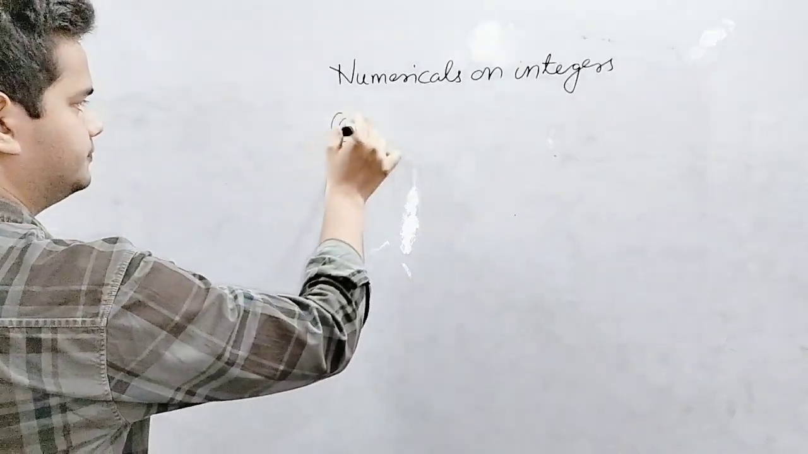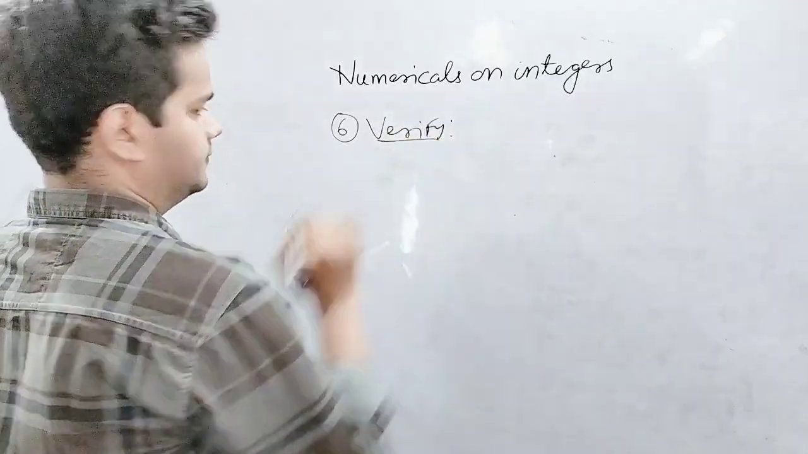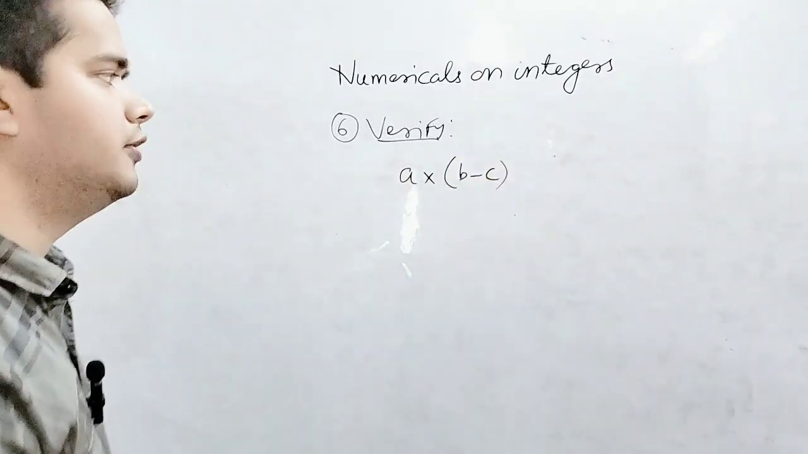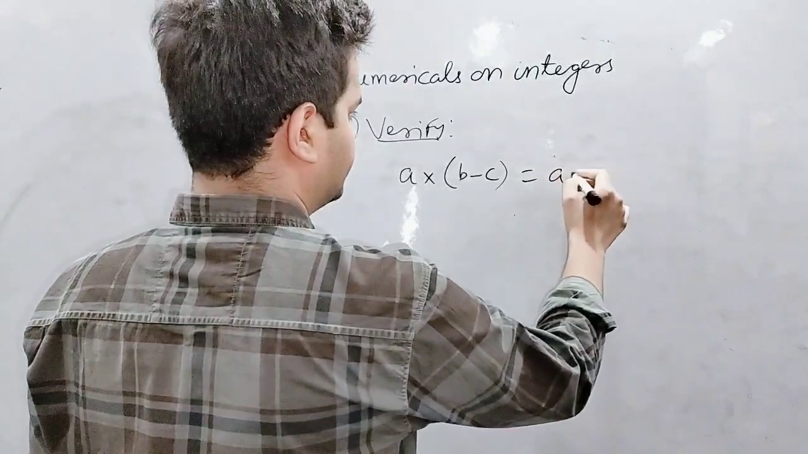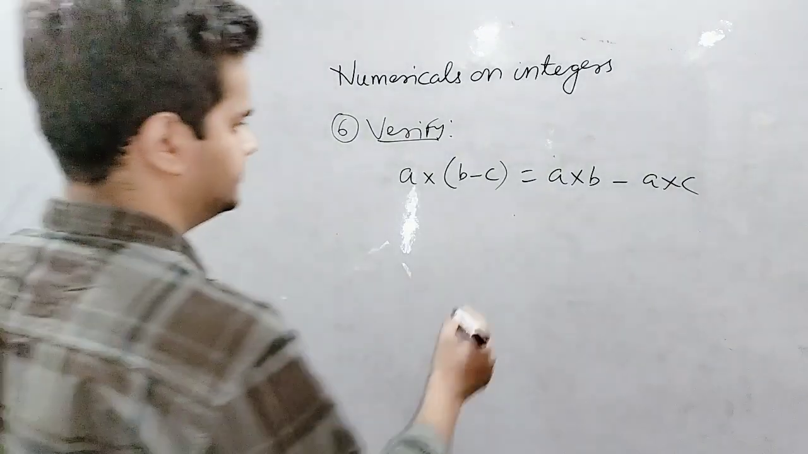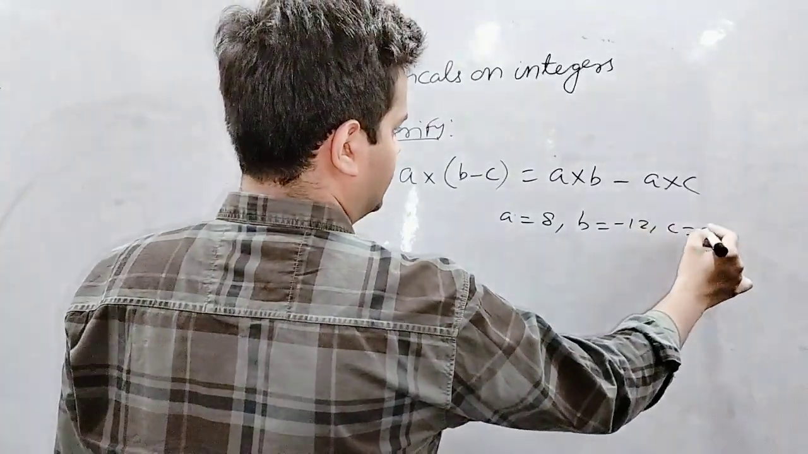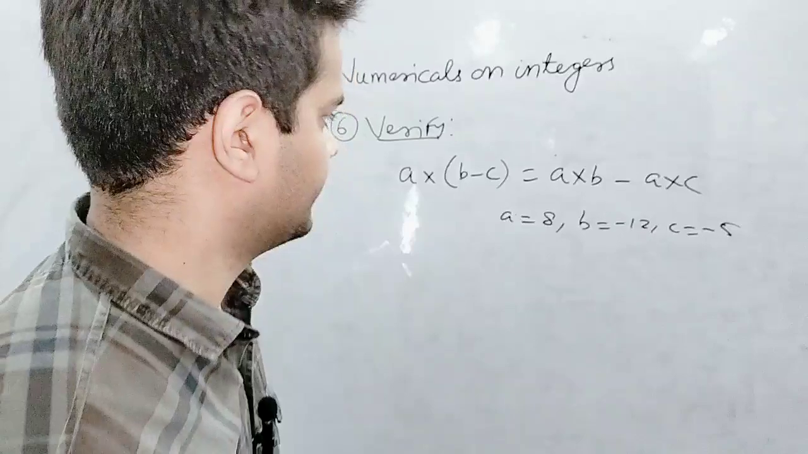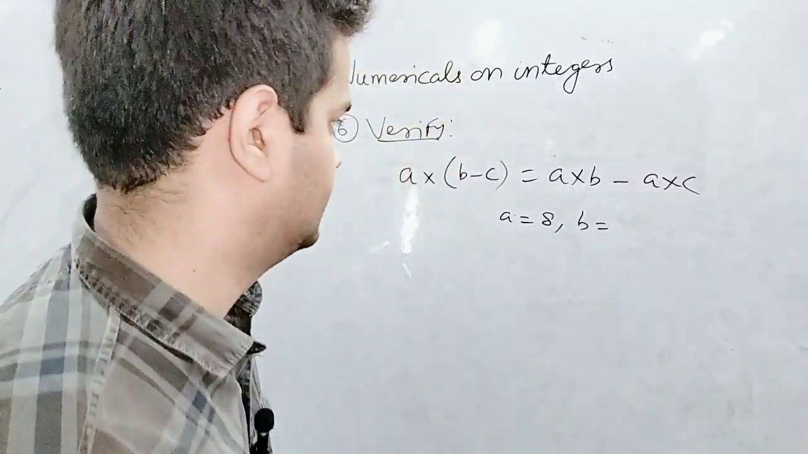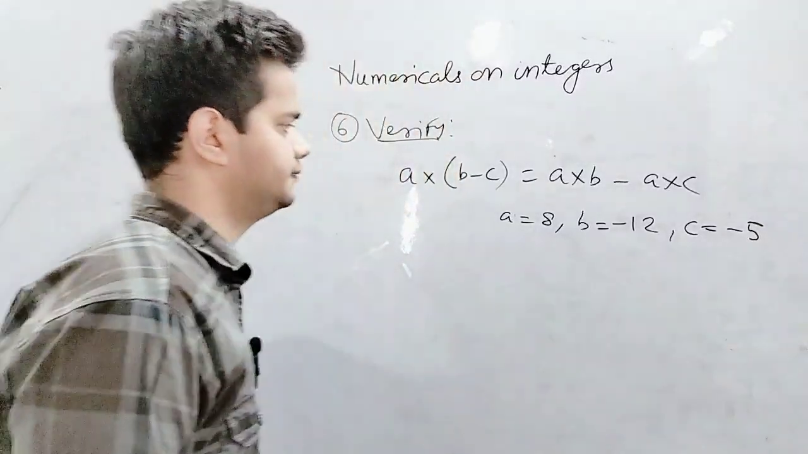Question number 6 is, verify A into B minus C is equals to A into B minus A into C when A is equals to 8, B is equals to minus 12 and C is equals to minus 5. अगर A 8 है, B 12 है, then prove that the of our condition is true. A is minus 12 and C is minus 5.